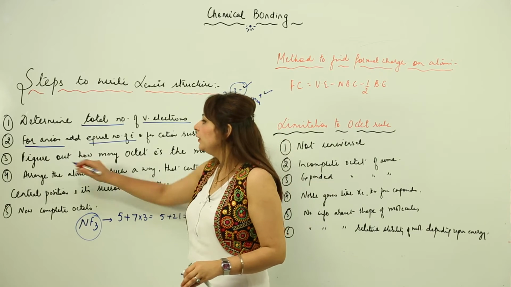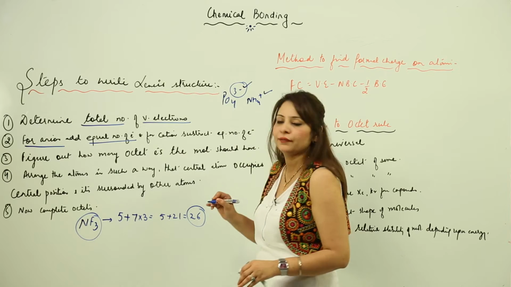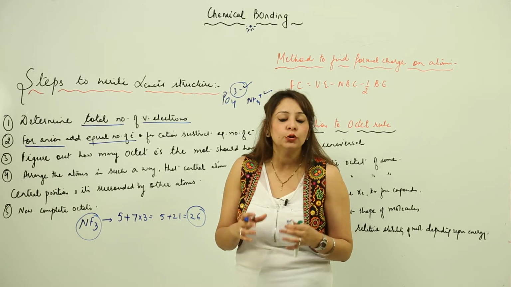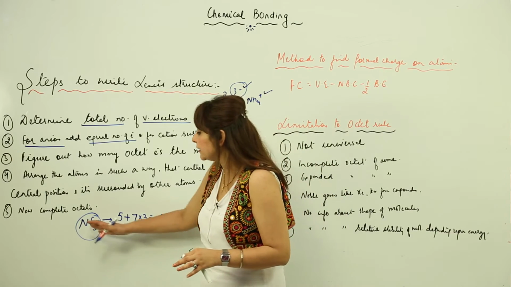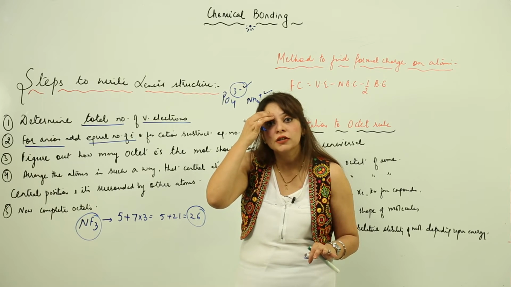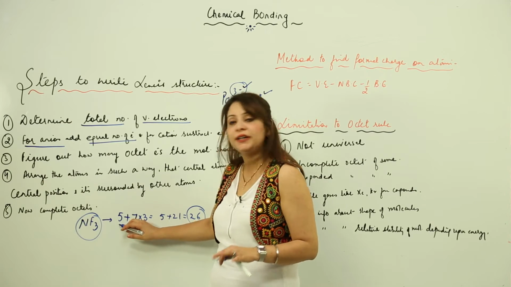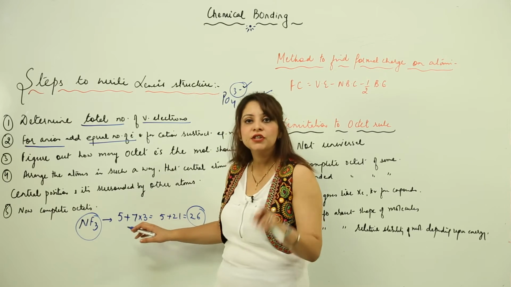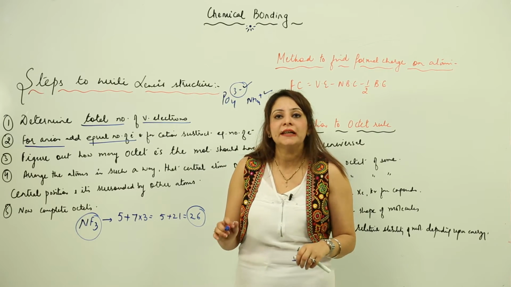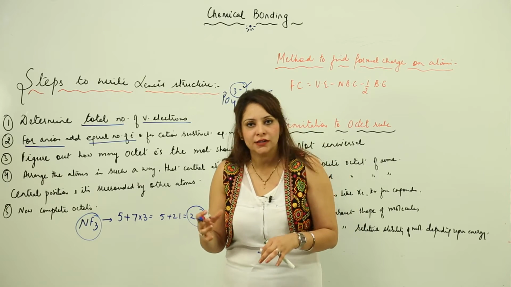Next, you need to figure out how many octet electrons the molecule should have. That means we want to know how many electrons they actually want to have. In this case N and F both need 8 electrons because they have to complete their octet. But what they possess is, nitrogen has 5, so it needs 3 electrons, and fluorine has 7, so it needs 1 electron. By gaining these respective electrons, they will attain the stable noble gas configuration. You can say they will be attaining an octet.